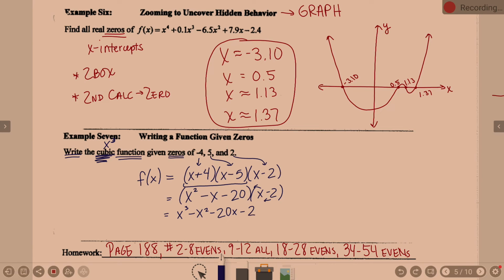Okay. Just kidding. If I multiply by -2, negative 2x squared plus 2x plus 40. I just wasn't there yet. Now, I need to clean it up, right? Oh no, I did it right. Okay. So I've got an x cubed here. Negative x squared minus 2x squared, so minus 3x squared. Minus 20x plus 2x, minus 18x. And plus 40.